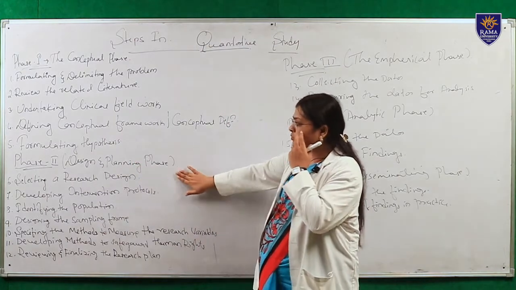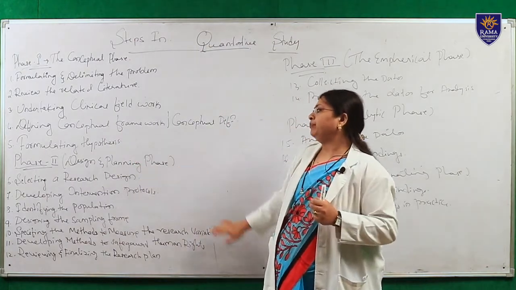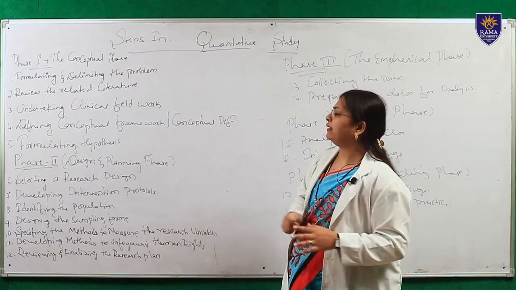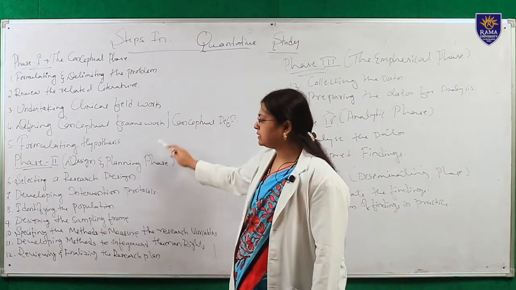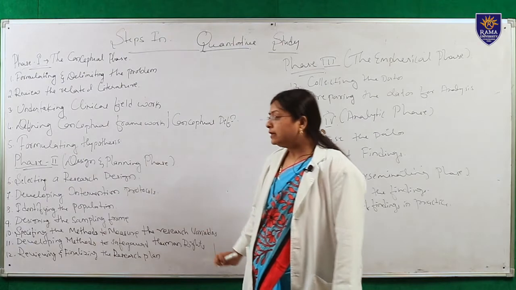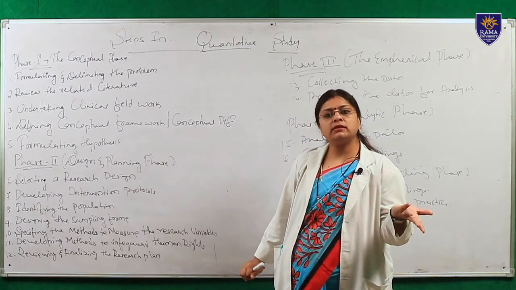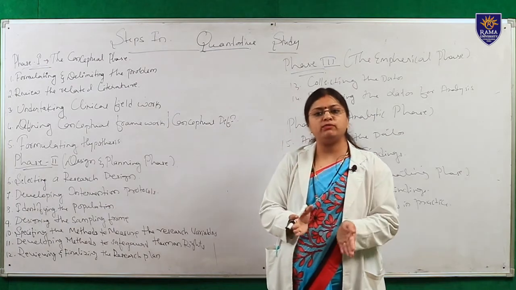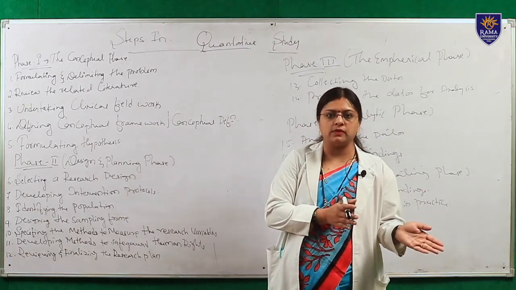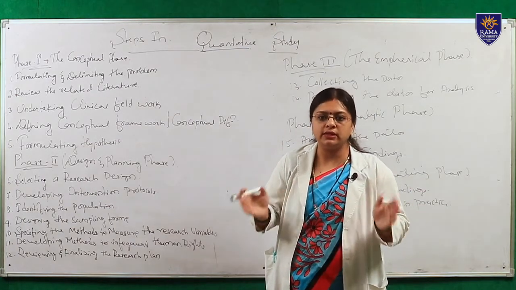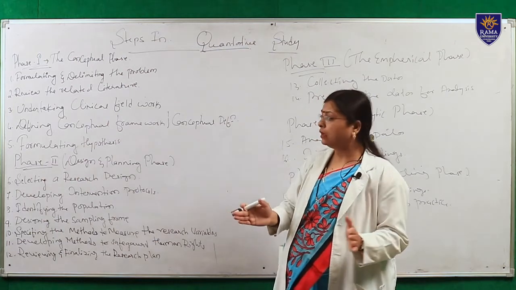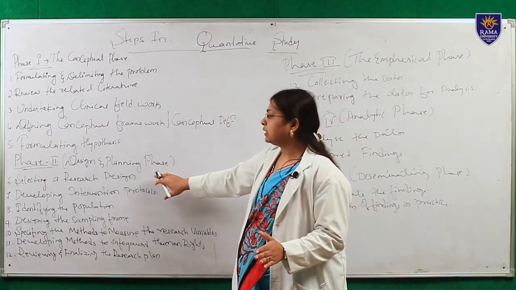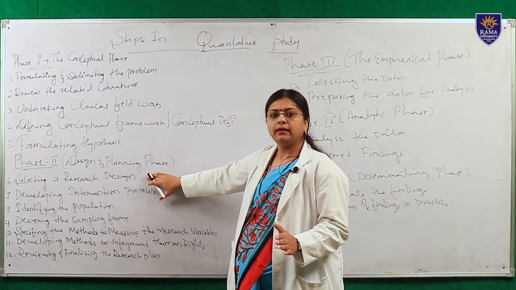Next, phase 2 is the designing and planning phase. In the designing and planning phase, again there are certain steps involved. The sixth step is selecting the research design. What design? We will see the research design again in the further classes, based on experimental and non-experimental studies. There are different research designs for each study. So based on that we choose the research design.